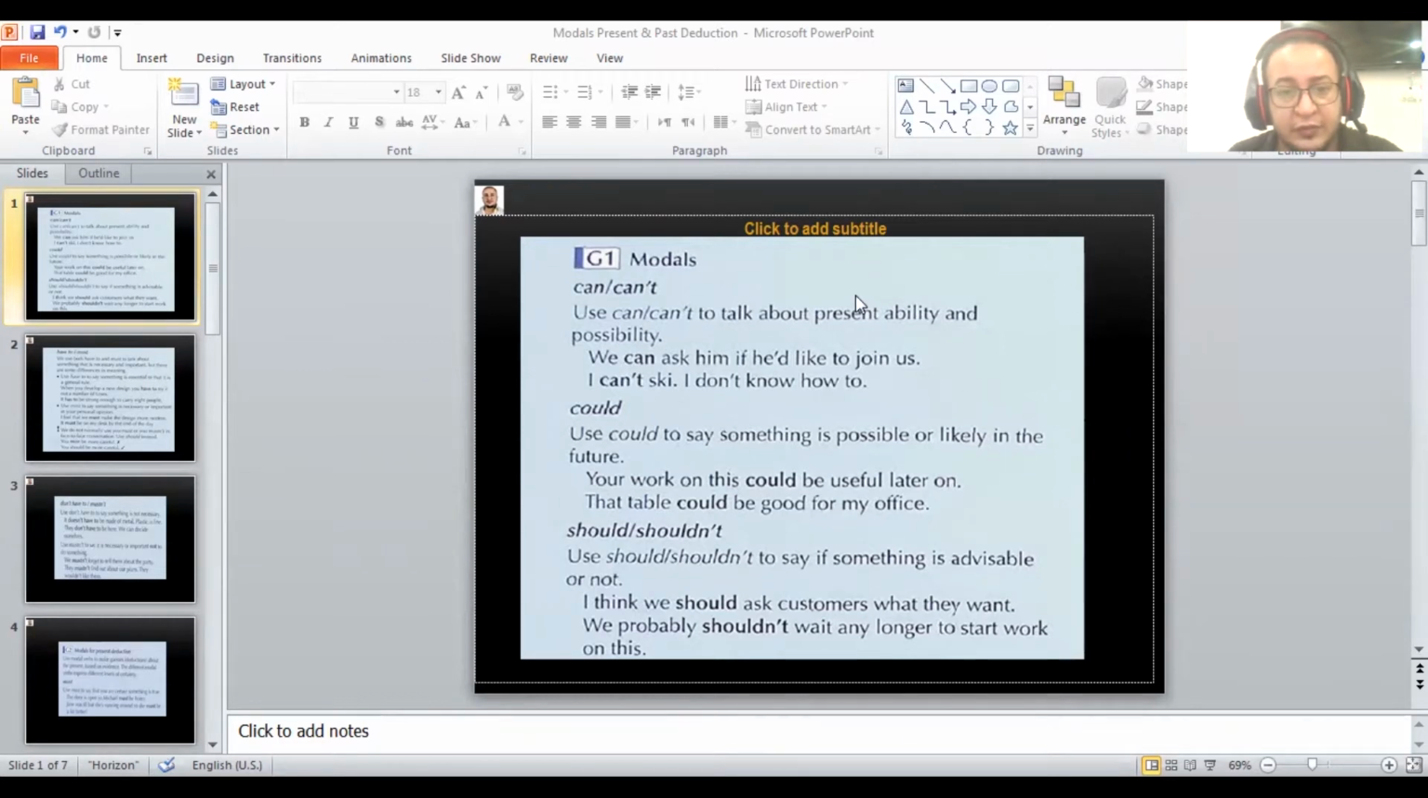Should or shouldn't. Use should or shouldn't to say if something is advisable or not. I think we should ask customers what they want. We probably shouldn't wait any longer to start work on this.